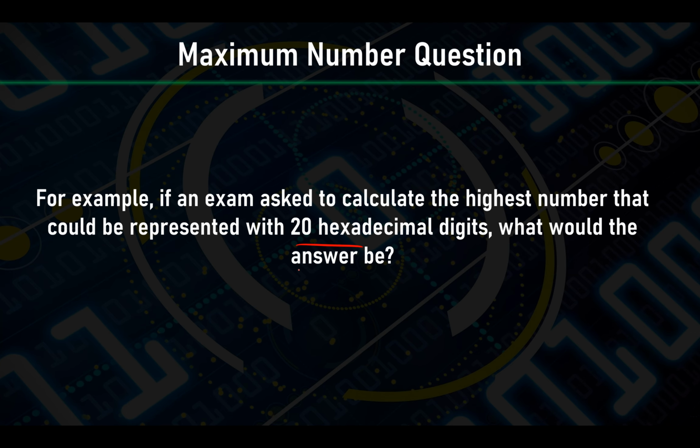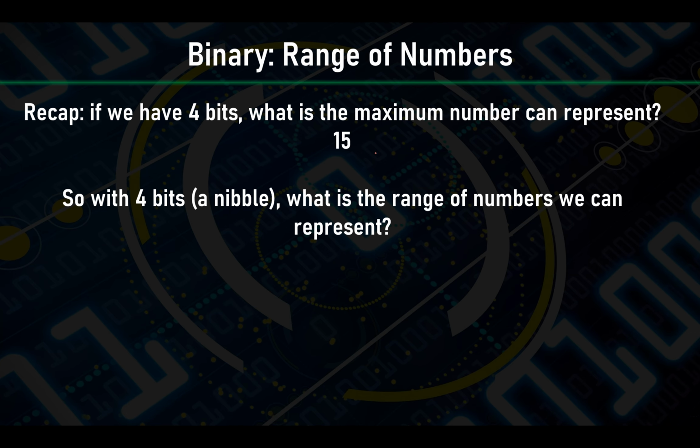Then if we look at the range: if we have 4 bits, the maximum we can represent was 15. So with 4 bits, or a nibble, what's the range, the smallest and then biggest we can represent? Logically, the smallest is just 4 zeros. So the range is going to be 0 to 15.